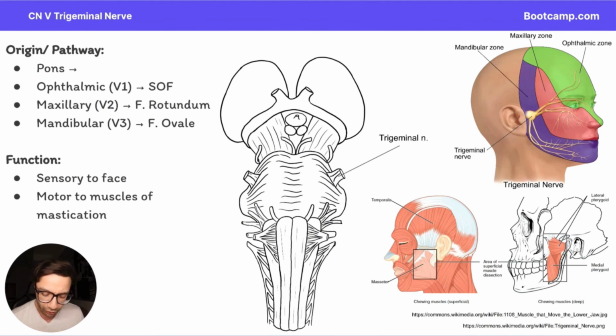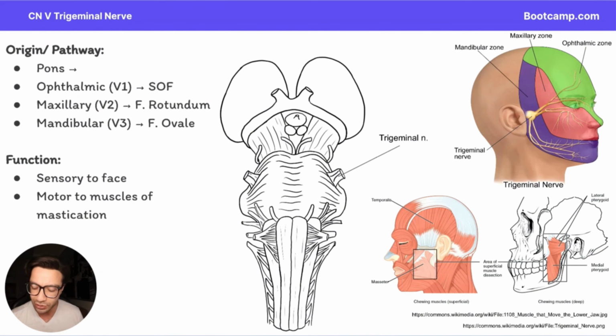So looking at where this emerges off the brain, this is going to come directly off the pons. So you can see it's going to be this thick nerve right here. And when this emerges, it's going to divide into 3 divisions. We're going to have the ophthalmic division, the maxillary division, and the mandibular division. The ophthalmic travels through the superior orbital foramen, maxillary through the foramen rotundum, and the mandibular through the foramen ovale.